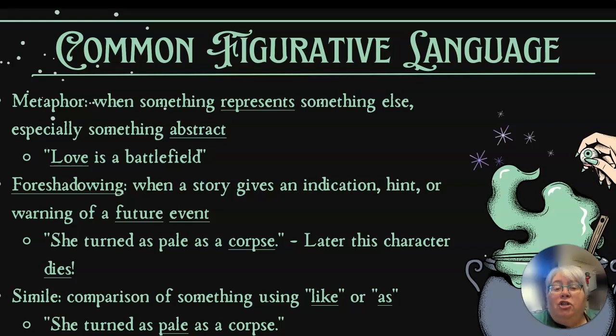Common figurative language used in Gothic literature: metaphors, when something represents something else, especially something abstract, like, for example, love is a battlefield. Foreshadowing, when a story gives an indication, hint, or warning of a future event. She turned as pale as a corpse, and later this character dies. That's foreshadowing. Simile, comparison of something using the words like or as. She turned as pale as a corpse.